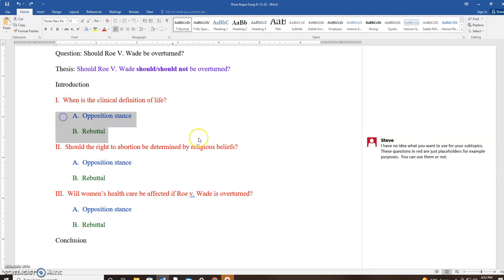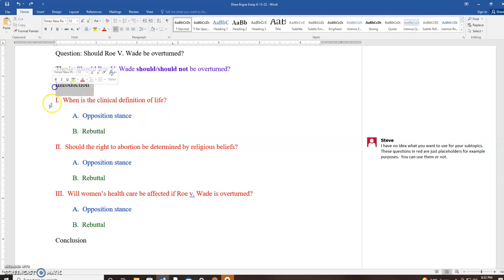Your A and your B, you have no choice. These are the words that you will be using. A is blue, it's your opposition stance. B is rebuttal, it's in green. This is you. If you and I were discussing this, this would be me, this would be you. Keep this in color coding. You've got subtopic, detail A, detail B.